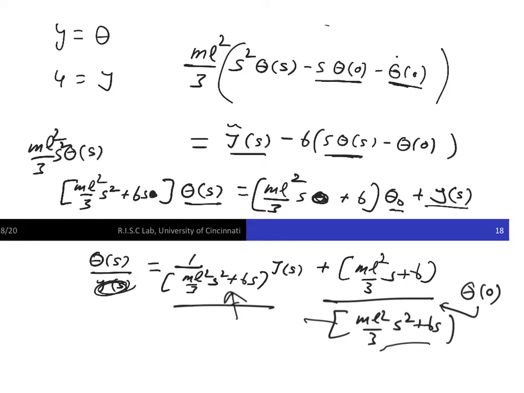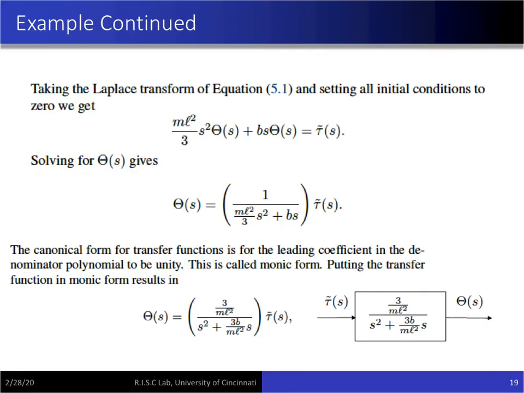Okay, so once you have the transfer function, MATLAB has the functionality of directly putting in the transfer function. You can put the transfer function and simulate things.